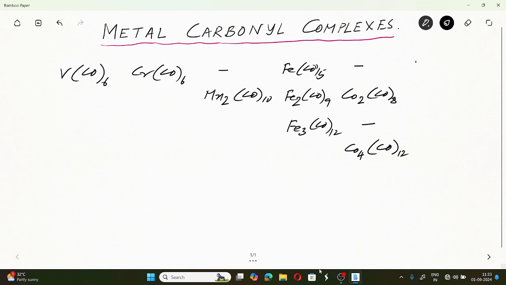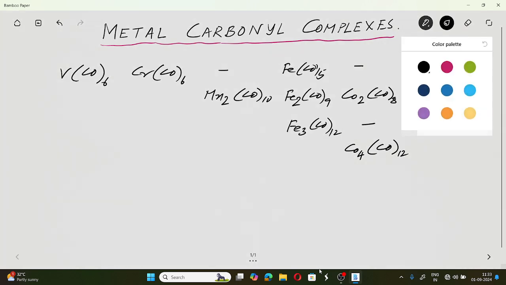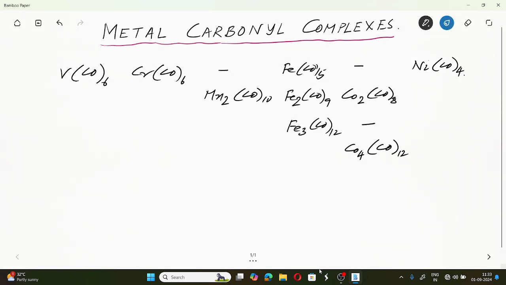And for nickel, Ni(CO)4. That means we are showing the carbonyls for elements. Before this, what is there? Scandium, then titanium, then vanadium. That means this is group 3, 4, this is 5, 6, 7, 8, 9, 10. So we are discussing the neutral carbonyls from group 5 to group 10.